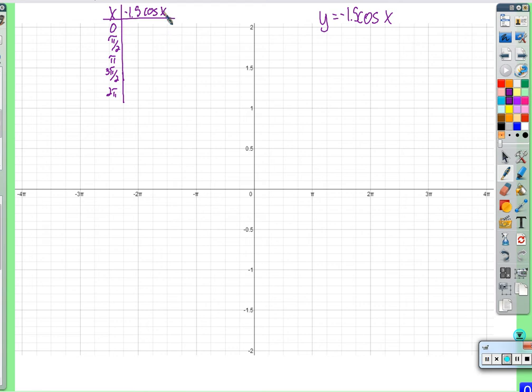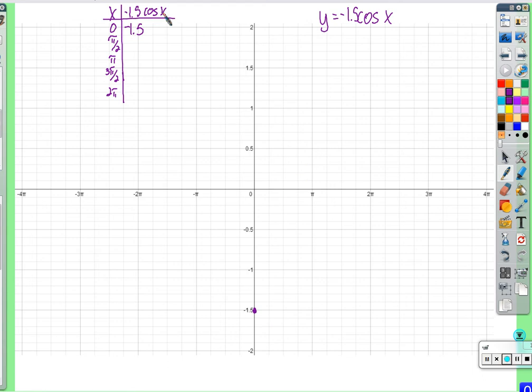Cosine of 0 is 1. 1 times negative 1.5, negative 1.5. So it goes from being a positive value to a negative value. Yes. 0, negative 1.5. It's made it into a negative. Rather than starting up here and going down, it starts down here and goes up like that.